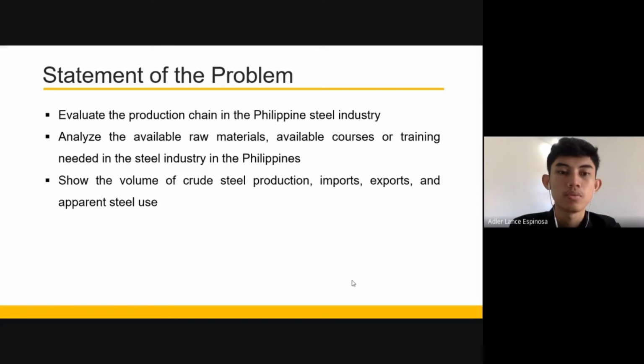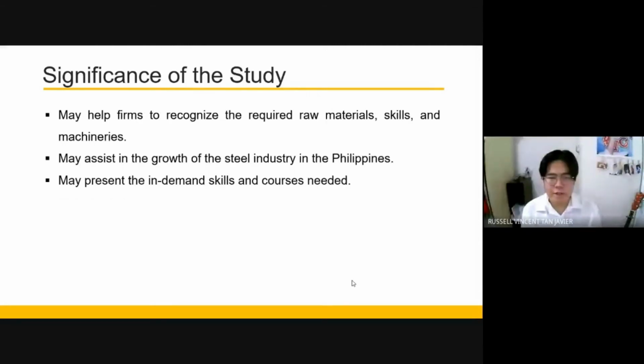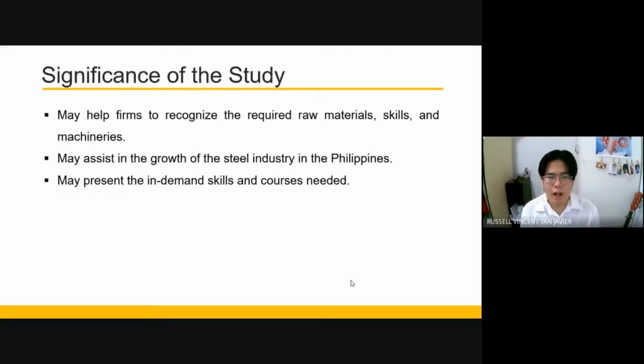In the next slide, we'll be talking about the significance of the study. So, the significance of the study. This study helps to further identify the availability of raw production materials and the steel production processes required for domestic steel production in the Philippines. The findings of this study may help firms to recognize the required raw materials, skills, and machinery applicable to establish an integrated steel mill in the future.